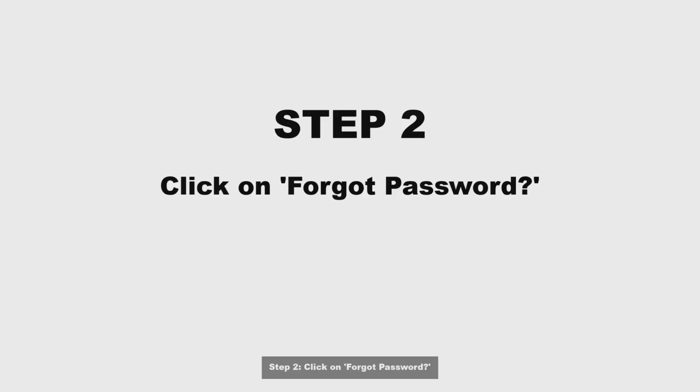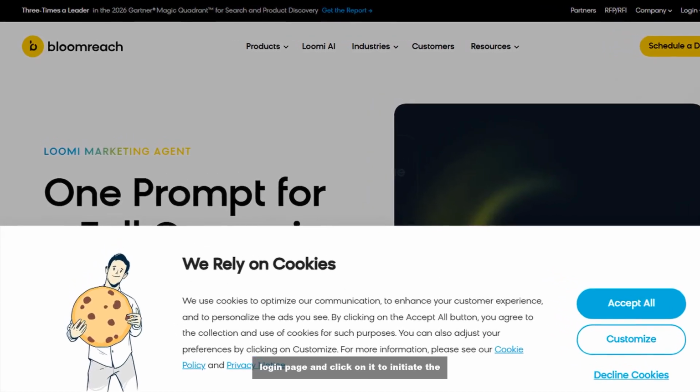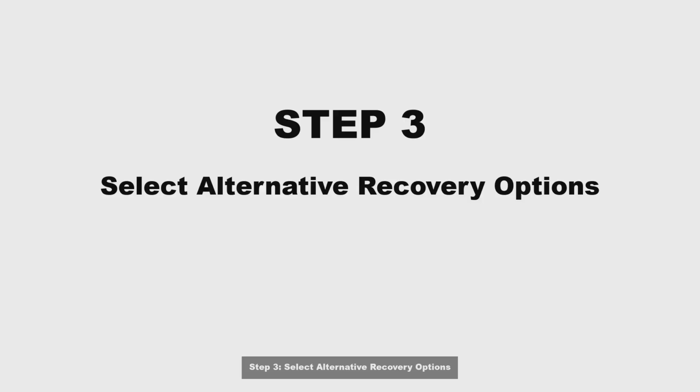Step 2. Click on Forgot Password. Look for the Forgot Password link on the login page and click on it to initiate the recovery process. Step 3. Select alternative recovery options.